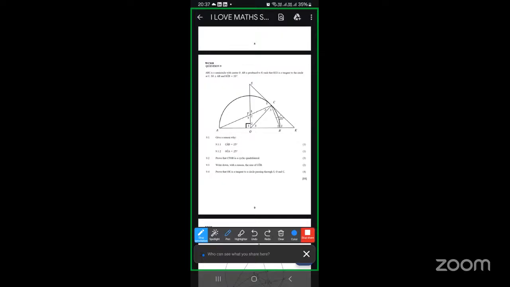Angle ACB is equal to 90 degrees because it is an angle in a semicircle. Yes, that's correct. And angle TOB is equal to 90 degrees because angles on a straight line. Then you can say that, therefore, TOBC is a cyclic quad because opposite interior angles are supplementary. Yes, that's correct. Do you all get that?